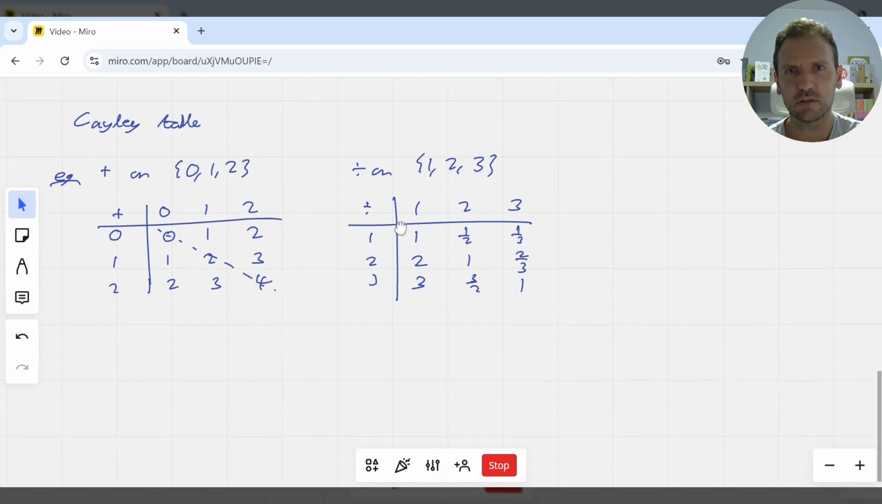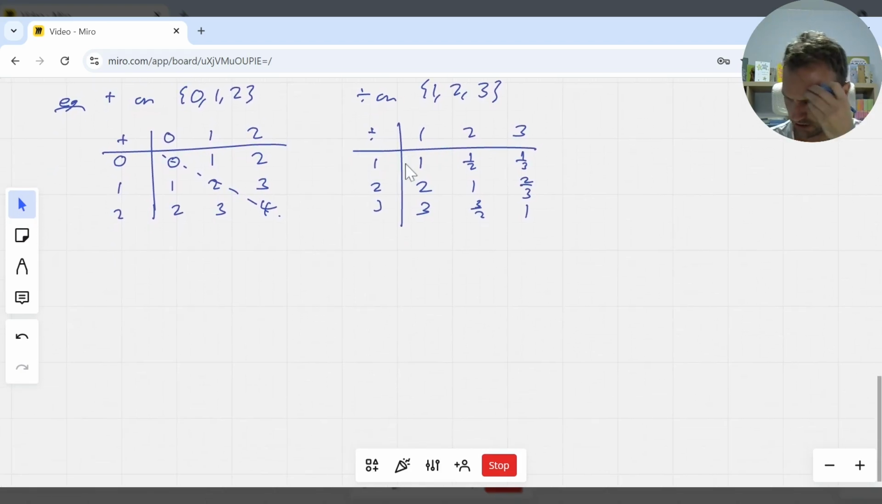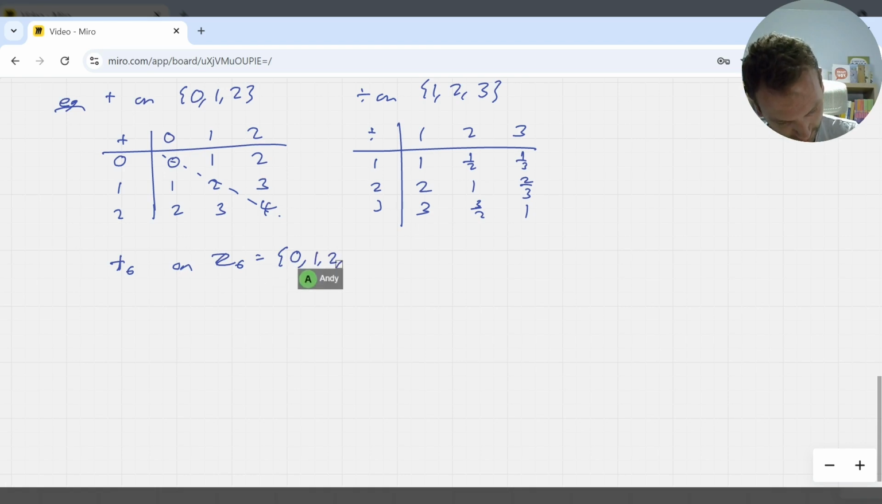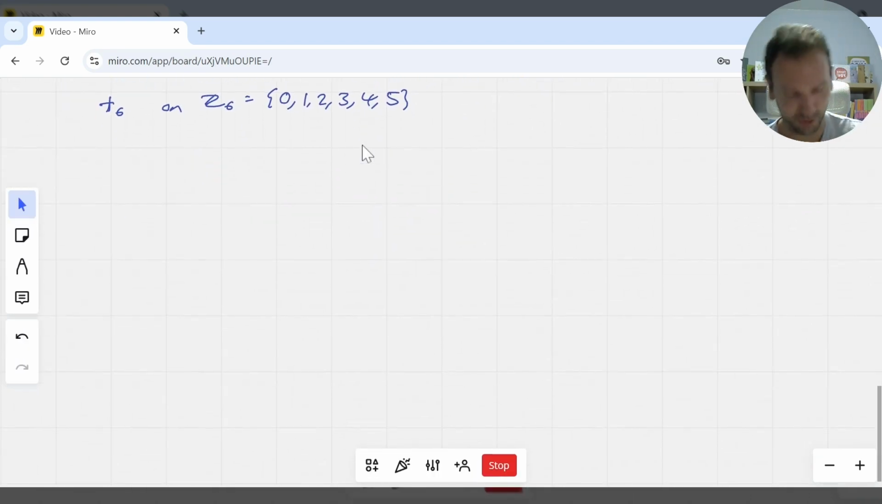Looking at a more complicated one now and introducing one that you might not have come across before, I want to look at addition modulo 6, and I'll explain what that means in a second, on the set Z6. When I write Z6, I mean the non-negative integers up to but not including 6. So Z6 represents this here.